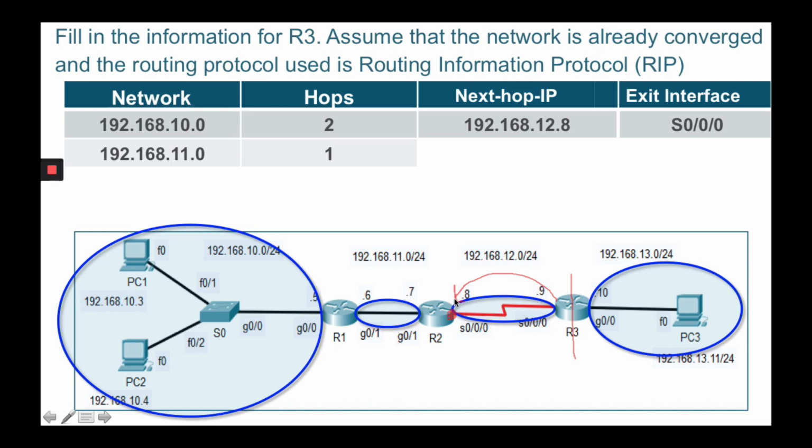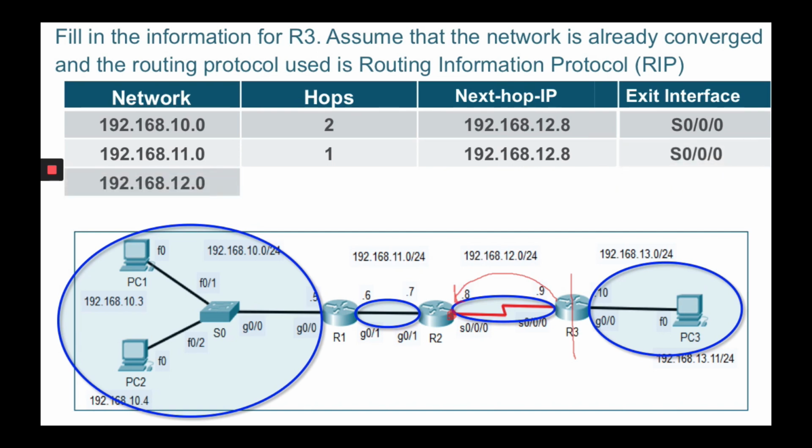Okay, so the IP address of this interface is 192.168.12.8. Okay, and the exit interface from router 3, which is from here, going to your 192.168.11.0. From the router 3 perspective, you exit through this interface, which is S0/0/0.